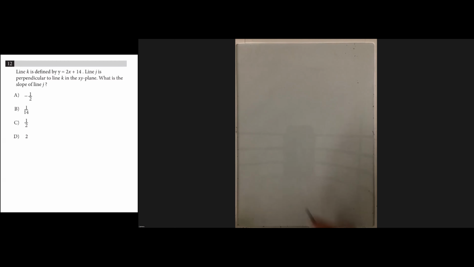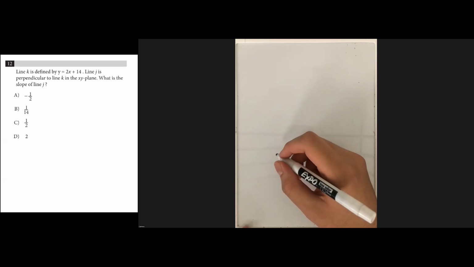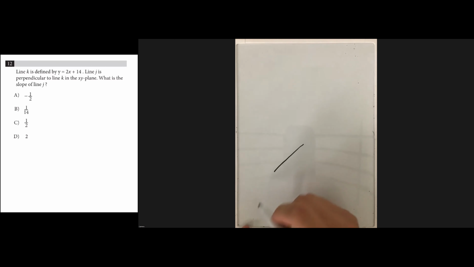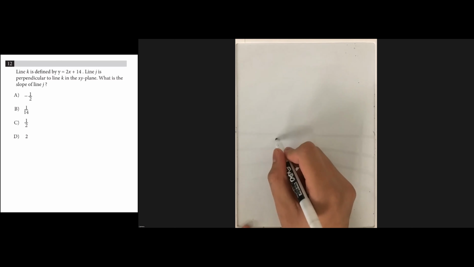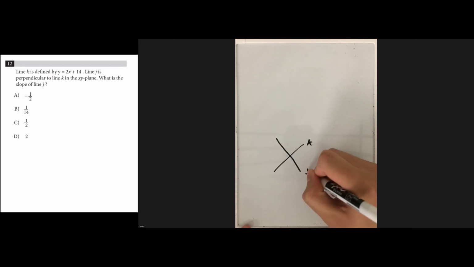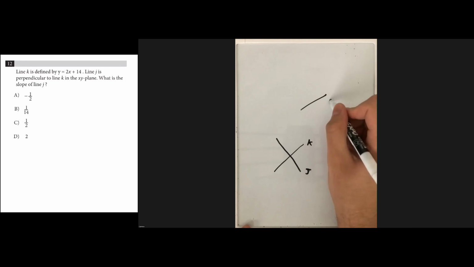Okay, so for this one, we're given line K is defined by y equals 2x plus 14. So sort of like this. And it says line J is perpendicular. So perpendicular would be like this. So this is K, this is J. So if you remember, parallel means they have the same slope. Perpendicular means they have an inverse slope. And so it says, what is the slope of line J?